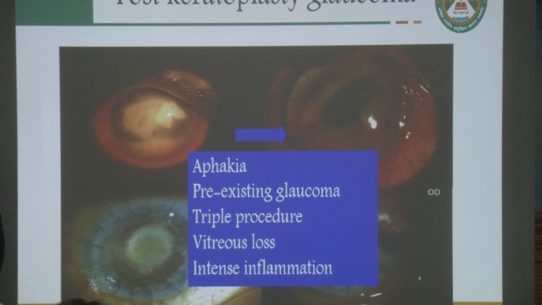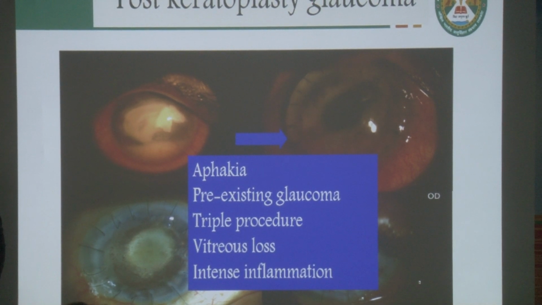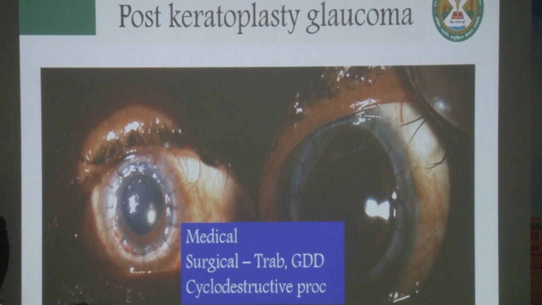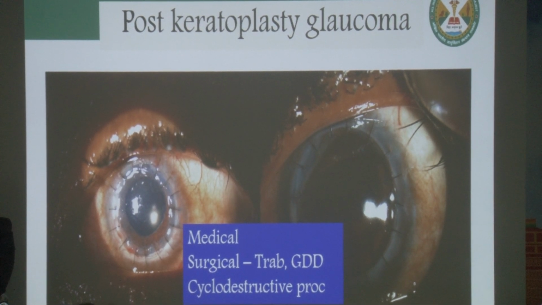Post-keratoplastic glaucoma, more common in aphakic, pre-existing glaucoma, triple procedure, vitreous loss, intense inflammation. These cases, they do not respond very well to medication, especially if the angle structures are already collapsed. There is a peripheral anterior synechia. So we need to go for TRAPS, GDD, or cyclodestructive procedure.